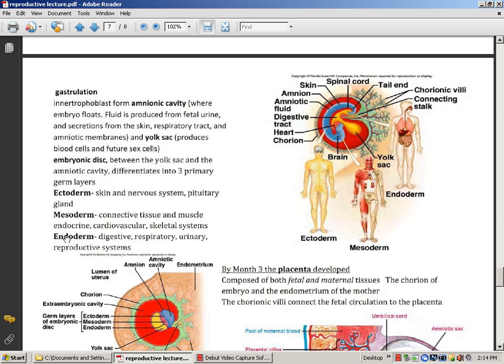And then the endoderm is everything on the very inside that has access to the outside. Do you have access to the outside through your GI tract? Yes. How about your lungs? Yes, through your nose. How about your reproductive tract? Yes. How about your urinary tract? Yes, all of those have access to the outside. So if it has access to the outside but it's inside of you, it came from the endoderm. Digestion, respiratory, urinary, reproductive.